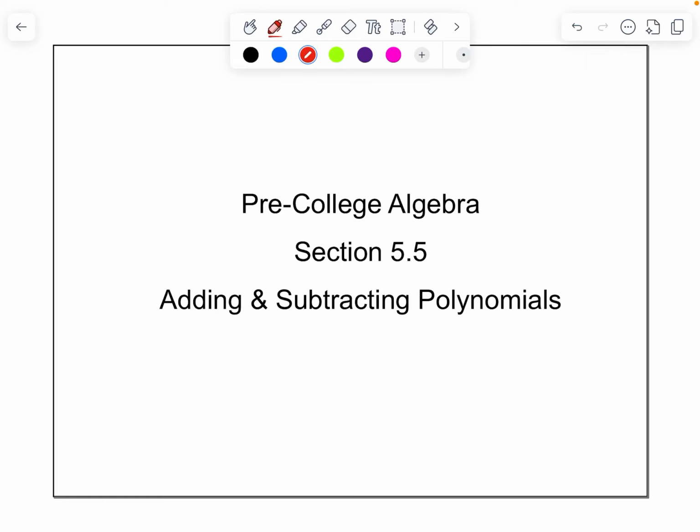We're continuing on our theme here of combining things that have exponents. And today what we're looking at is actually specifically adding and subtracting things called polynomials. The first thing we need to do is look at what is a polynomial, and then we'll look at how to add and subtract them.